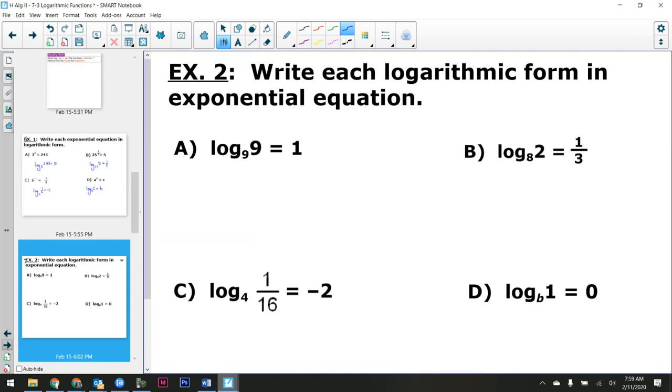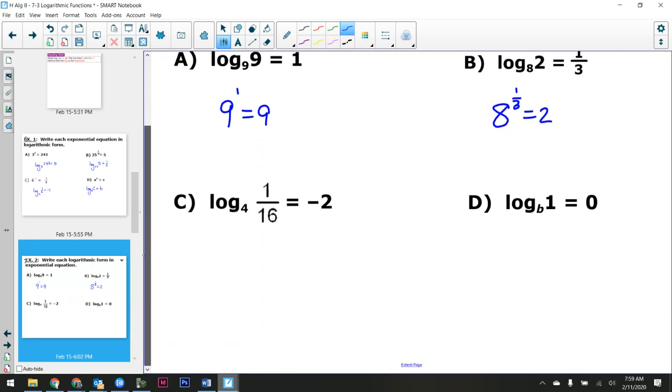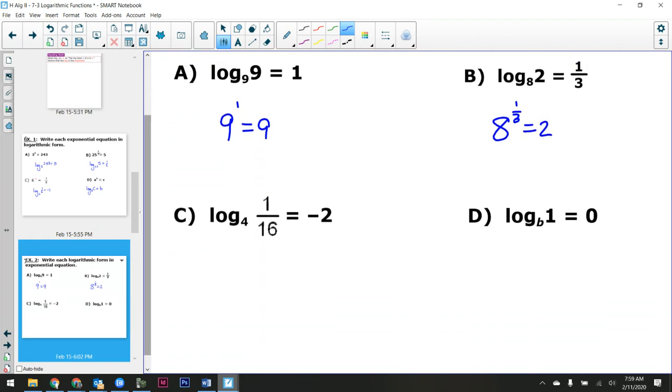Okay, so now we've got 9 to the 1st power is equal to 9. 8 to the 1/3 is equal to 2. We'll actually talk about fractional exponents this chapter. That's fun. Hashtag foreshadowing. 4 to the -2nd power is equal to 1/16. B to the 0 is equal to 1.